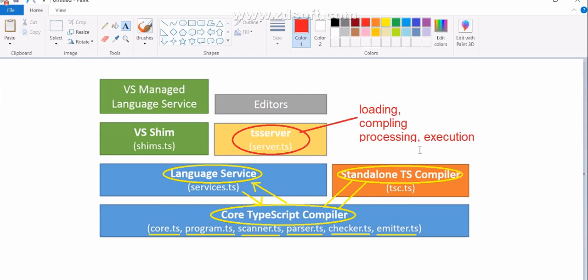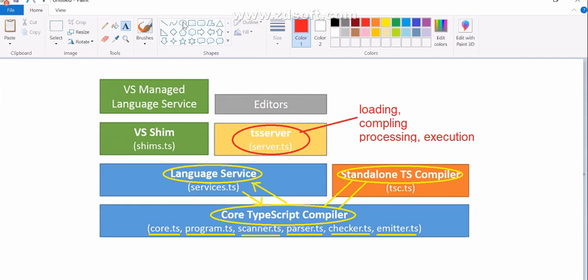Compiler will compile, but where will it compile? It will compile on the server. So the language service is injected into the server, and the compilers are injected into the server. The entire processing happens in the server. We have a TS server. This is where the entire process happens.